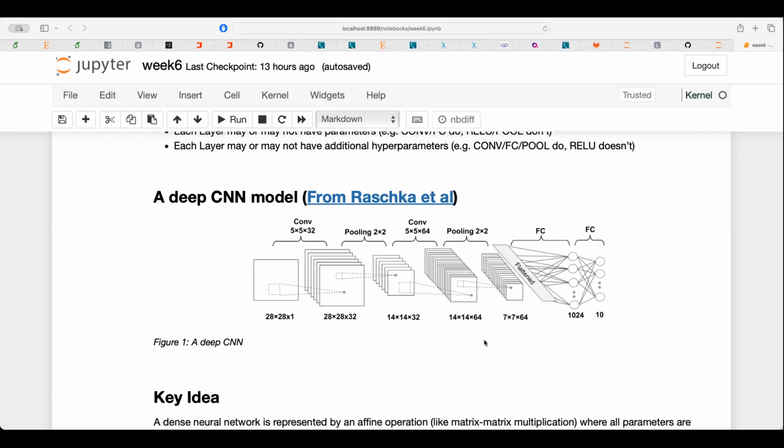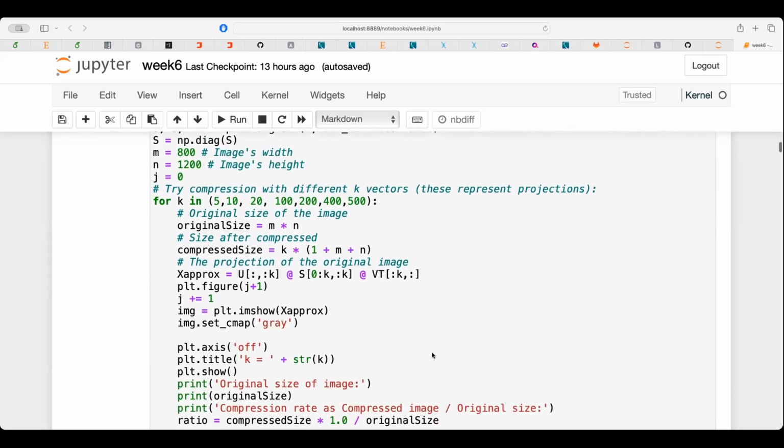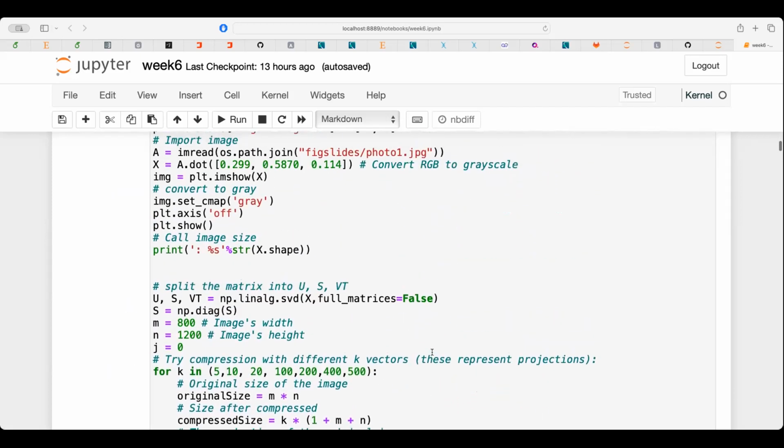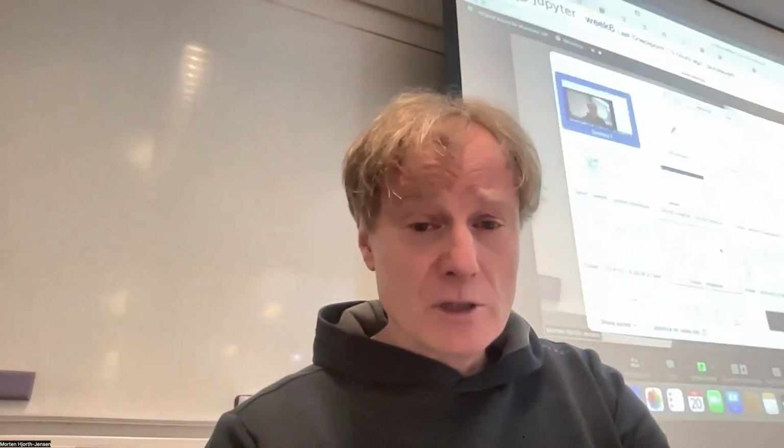But what I wanted to point out is that in the lecture notes here, you can run the case with TensorFlow as well. You have access to the Jupyter Notebook from Raschka's book. So feel free to get inspired. But I'm going to look at my TensorFlow implementation.